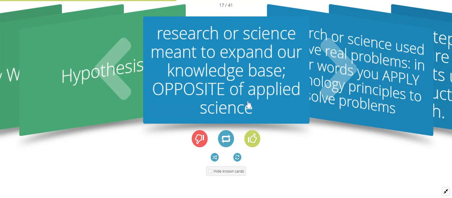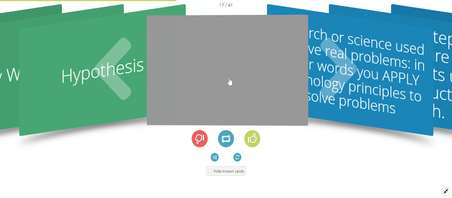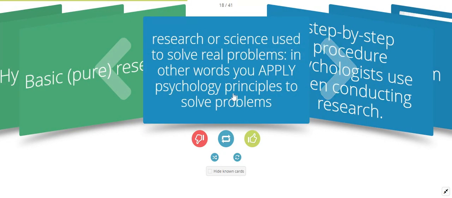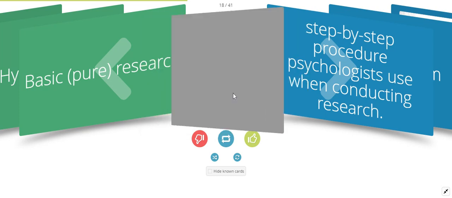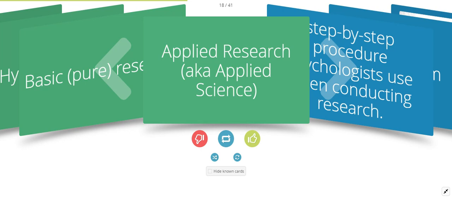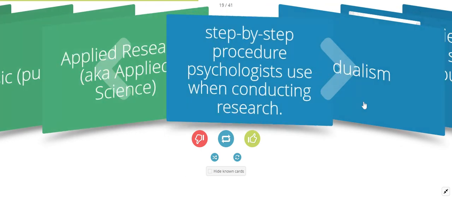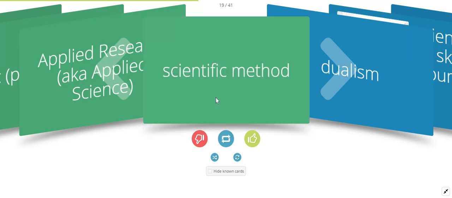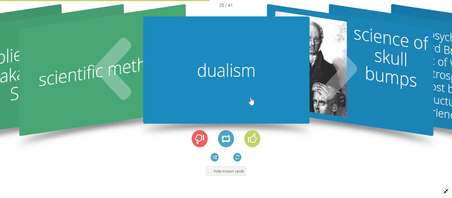Research or science that is just meant to expand our knowledge base is called pure or basic research. Research or science used to solve real world problems, like you apply the psychology principles to solve problems, it's called applied research, or AKA applied science. The step-by-step procedures used when conducting research, scientific method. Not going to spend a lot of time on that now. You guys, I know you're familiar with scientific method.